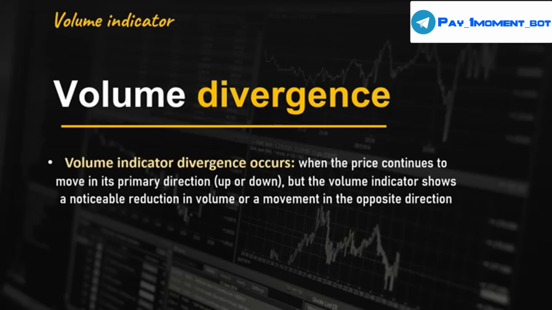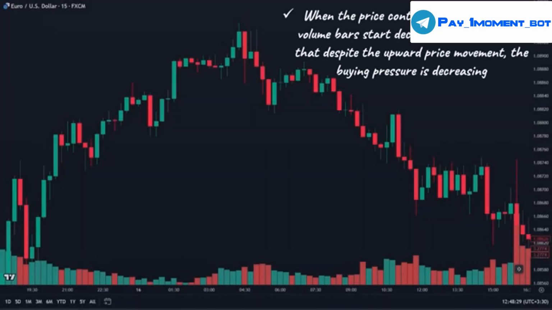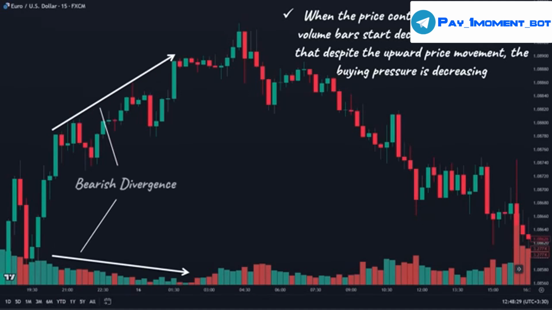This discrepancy between price movement and volume suggests that the strength behind the current price trend might be weakening, potentially signaling a reversal. In a bullish scenario, divergence occurs when the price continues to rise, but the volume bars start decreasing. This suggests that despite the upward price movement, the buying pressure is decreasing.